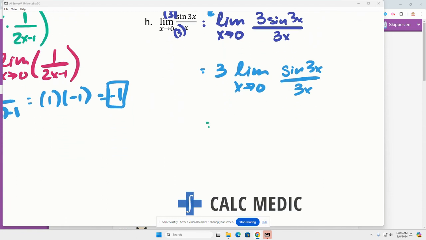Then I know that the limit of sine of 3x over 3x as x approaches 0 is just 1. And so my final answer should be 3.